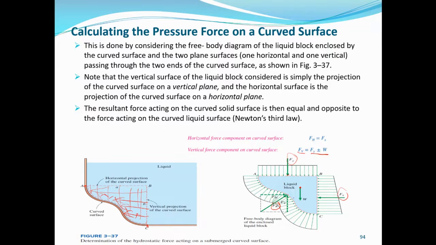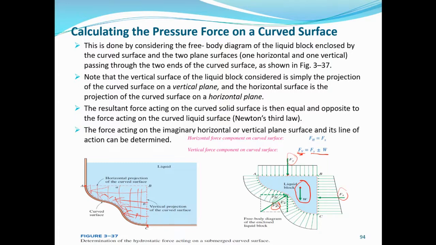But for the horizontal force, Fh is equal to Fx. For the vertical one, because of the weight component acting vertically downward, the vertical force resisting the hydrostatic force has to also resist the weight. The weight is contributing to the force acting vertically downward, and all these have to be resisted by the vertical force of the curved surface. And the force acting on the imaginary horizontal or vertical plane surface and its line of action can be determined. Once we have Fh and Fv, we can determine Fr and its direction.